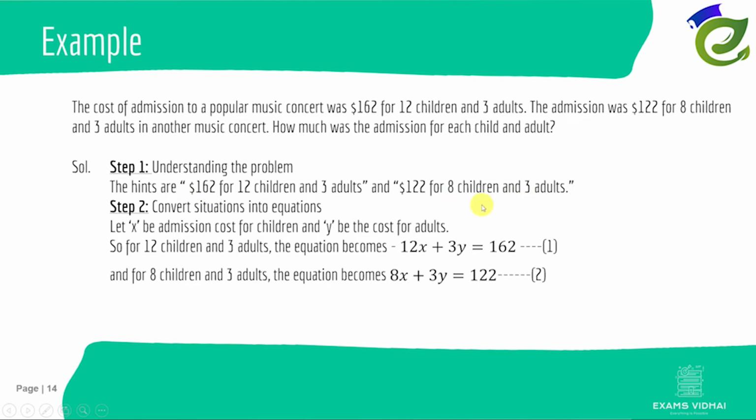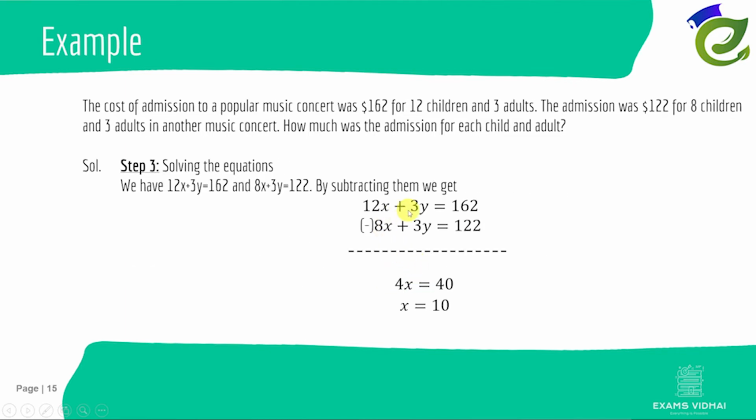Similarly for this statement, 8 children, each child's admission cost is x. So it becomes 8x. Each adult's cost is y, so it becomes 3y. 8x plus 3y is 122. Now we have two equations. What is the next step? We are going to make the coefficients of y equal.